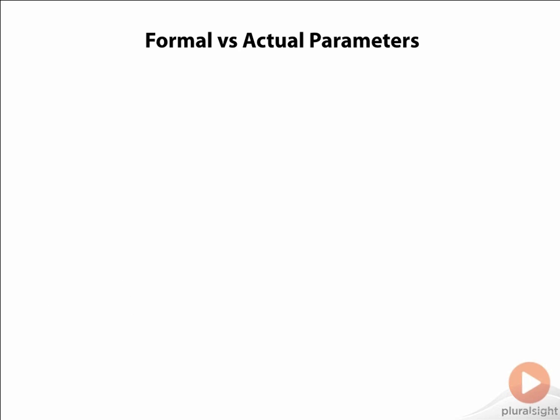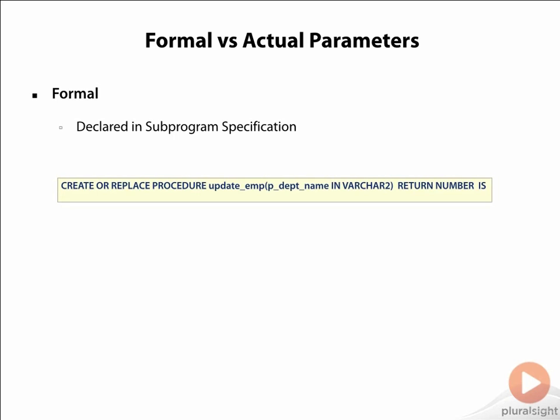Before we talk in detail about each parameter mode, I also wanted to introduce you with the concept of formal and actual parameters. Formal parameters are the variables declared as parameters in a subprogram definition. For instance, here is the beginning of the procedure definition, create or replace procedure updateEmp, which takes in pdptName parameter. Here, pdptName is the formal parameter which will be referenced by this name inside the updateEmp procedure.